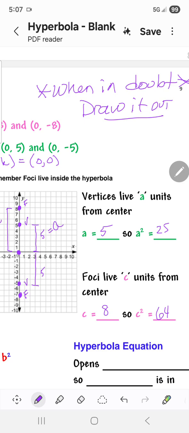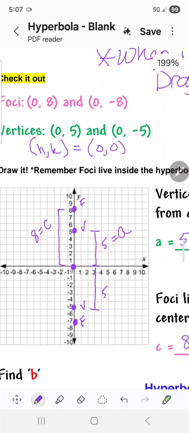Okay? Looking at this, I can already tell that this hyperbola is going to open up and down. Why? Because my foci live inside of this hyperbola. And the only way that the foci live inside anything is if I have this up and down look, okay?